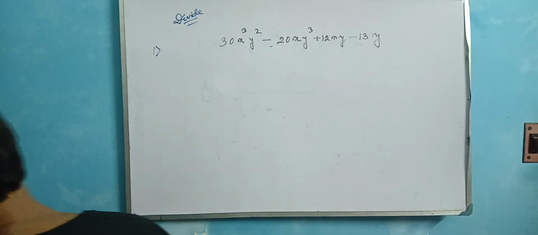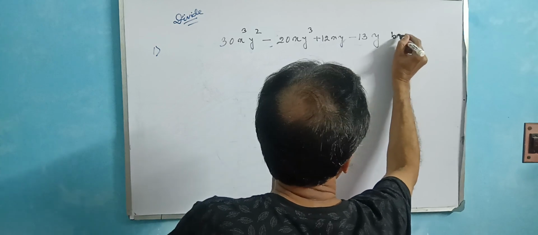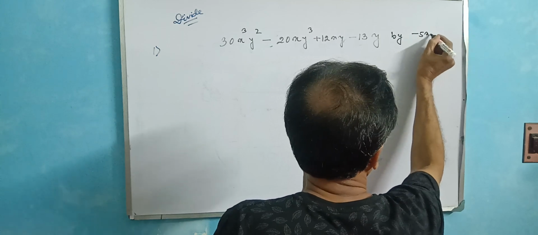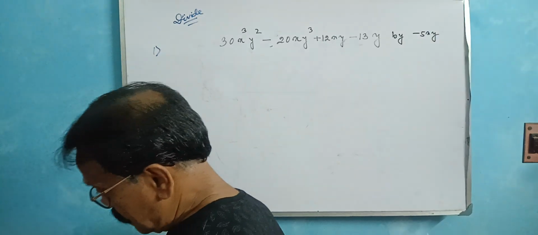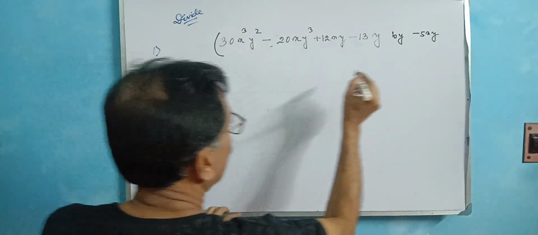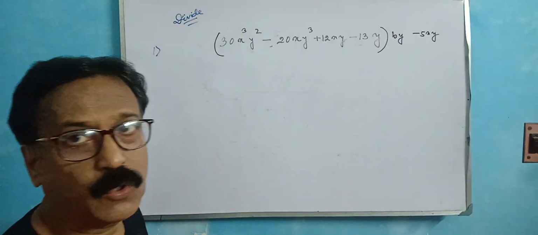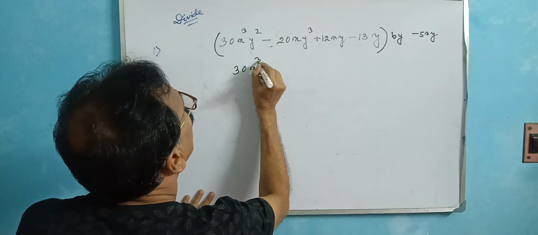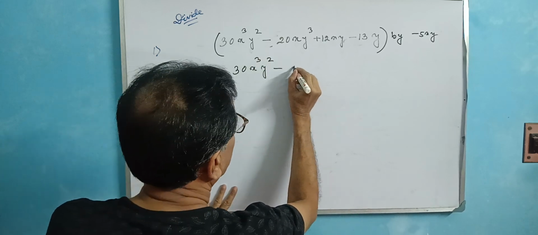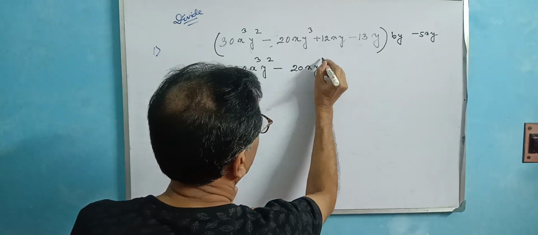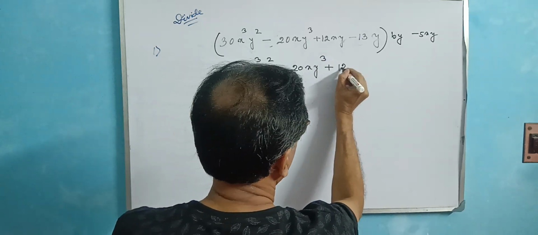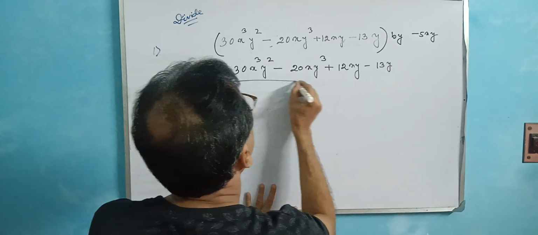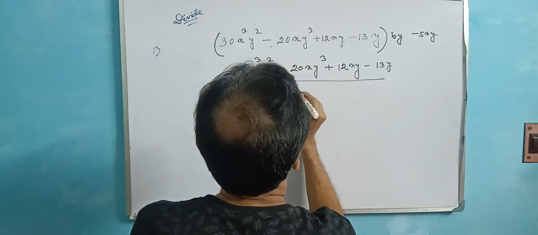Now divide this by minus 5xy. No problem. This total divided by this. So write 30x cube y square, minus 20xy cube, plus 12xy, minus 13y. Watch how I am doing this. So divided by means this, divided by minus 5xy.